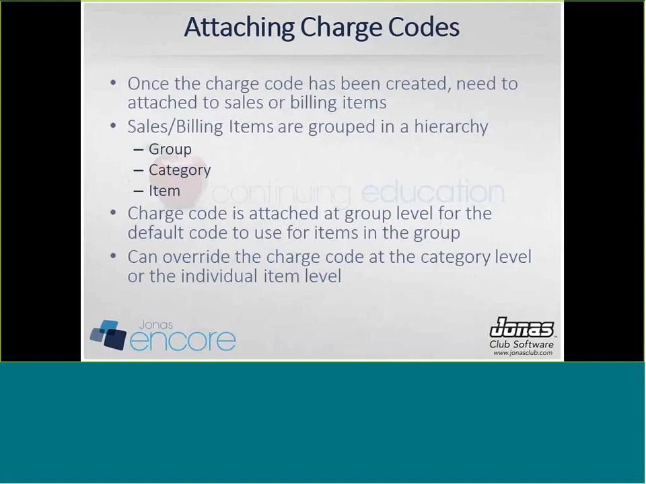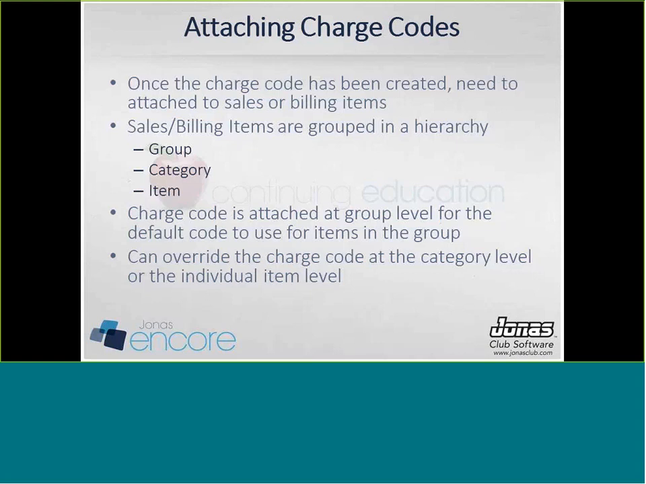Most of the time I see clubs with charge codes at the category level, because often when we're creating billing or sales items, it's at that category level that you start to branch off where things go to different general ledger accounts. And then sometimes you will have a specific override on the item level. For the example of point of sale, food and beverage, most of the time your charge code is going to be at the category level where you'll have a default.